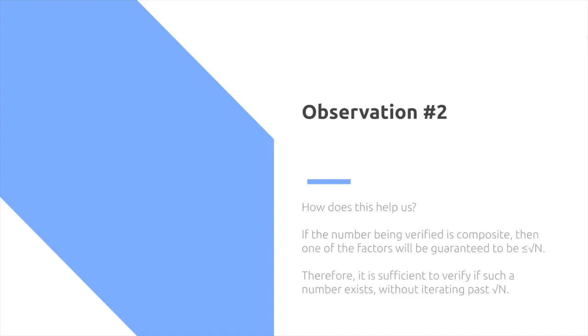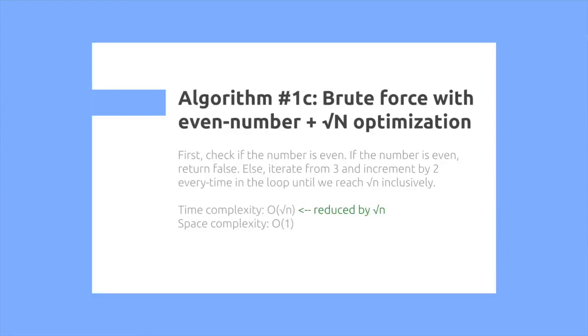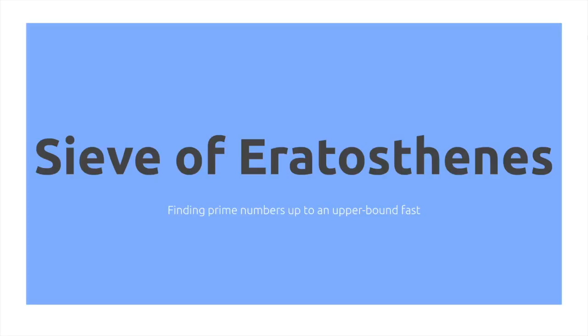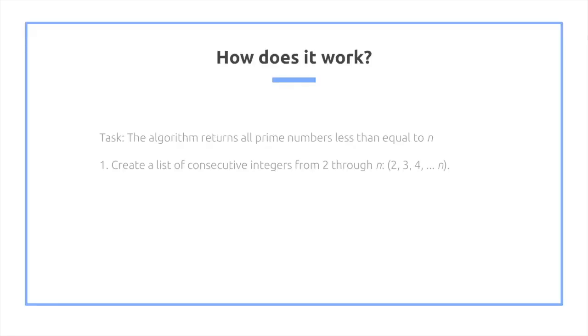So how does this even help us? It helps because we no longer need to verify any number past the square root of n. So by doing this, our for loop is iterating up to the square root of n, so we reduce our time complexity to O(square root of n), which is pretty good. But now, introducing the Sieve of Eratosthenes, which will allow us to find it even quicker.